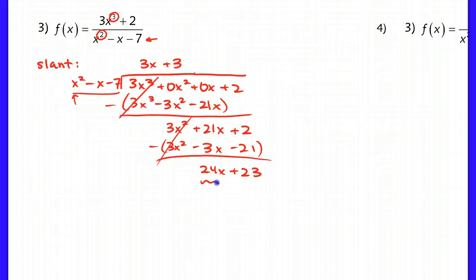So this is my remainder because x squared does not fit into 24x. So that means that the equation for my slant asymptote is simply y equals 3x plus 3. So I'm going to go ahead, pause, and find everything else, and then erase this. But make sure you go back and just review that long division if that's still not making sense.